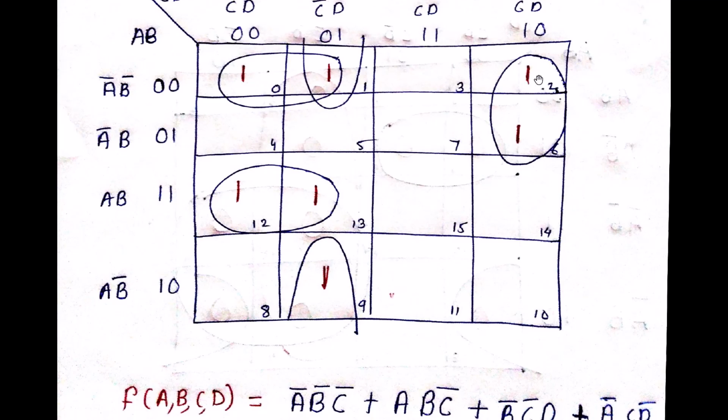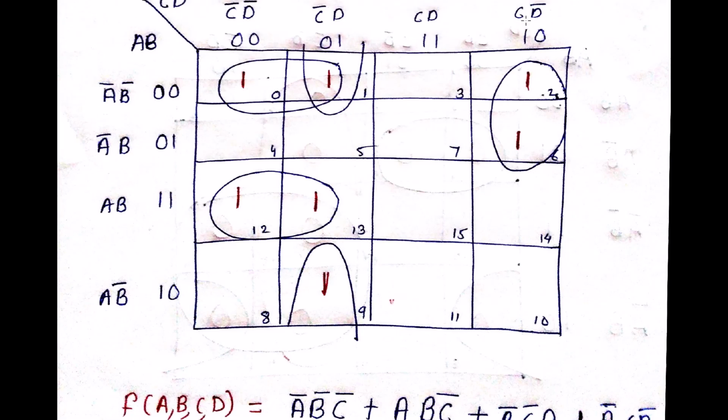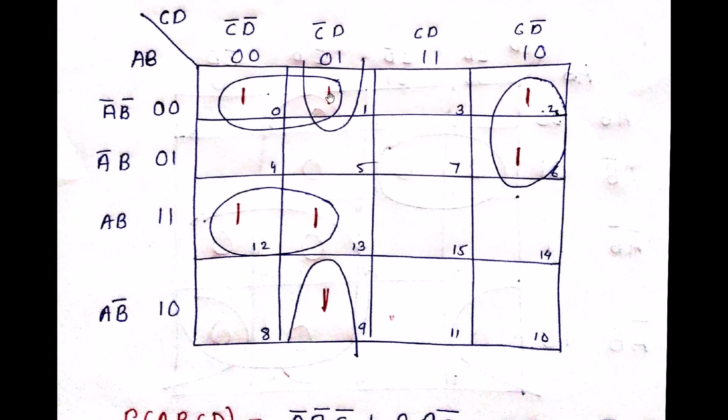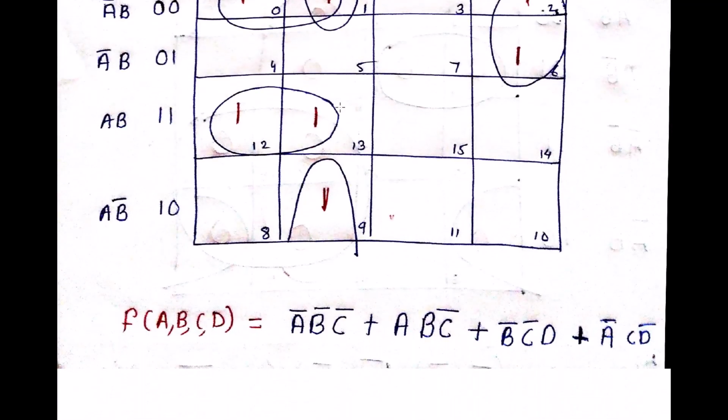Next, for this one, we have C and D bar. If you see, you have got C and D bar, and A bar is common in these two rows, hence we have got A bar. Plus, for this one and this one, we have got B bar as constant in this row and this row, and C bar D, which is over here. So I hope I'm very clear with this.